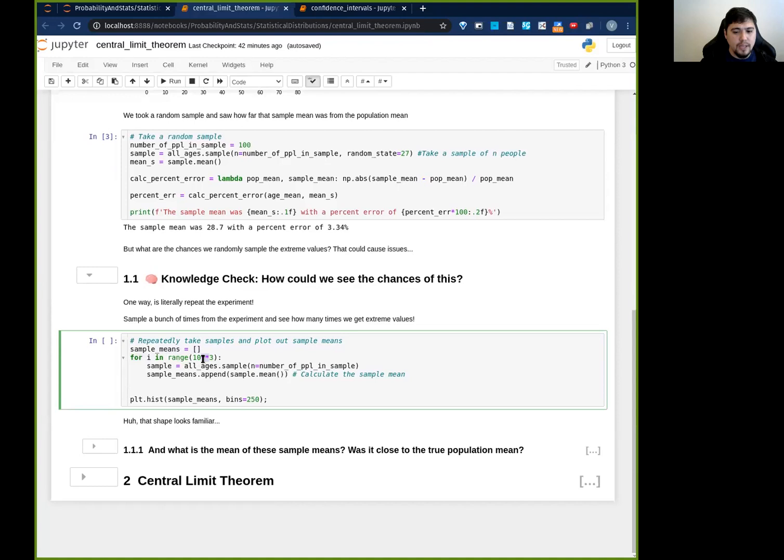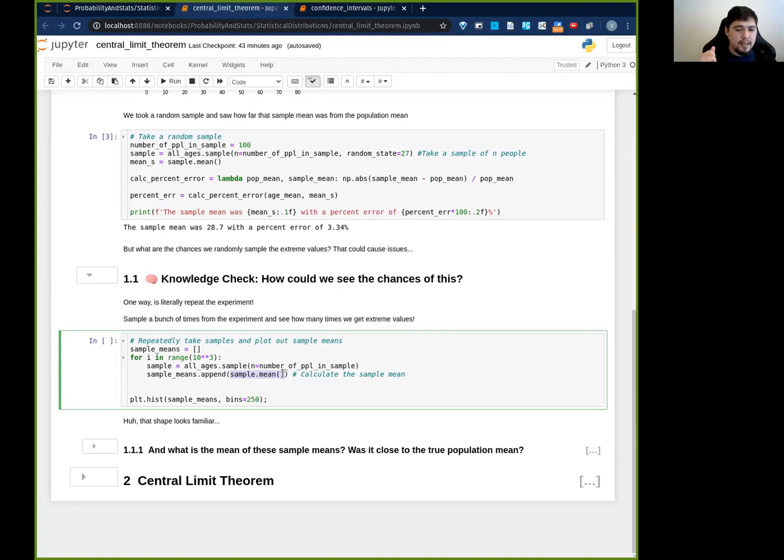So what this code looks like right here is that for each i in 10 to the power of 3, so this is 1,000 different times I'm going to sample, I'm going to get 1,000 different samples. I'm going to take my first sample of 100 people. The number of people, I think, was 100. I'm going to sample 100 people, calculate the average of that sample, and add it into a list of all my sample means. Does that make sense?